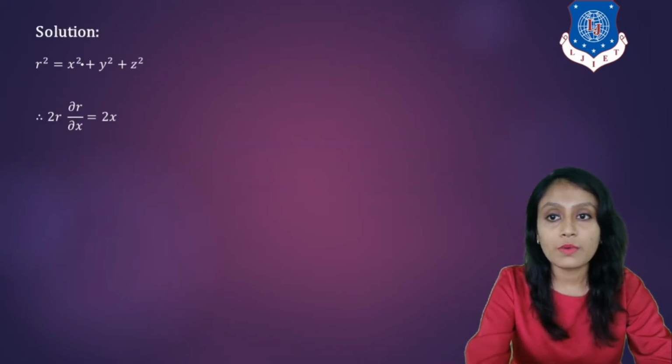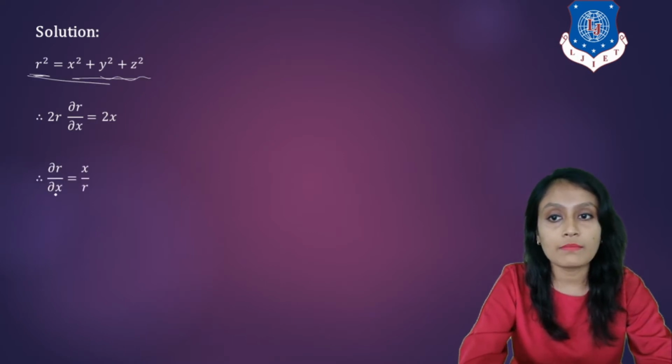Here, r square is equal to x square plus y square plus z square is given. So we have to differentiate this with respect to x. From here r square we will get 2r into del r by del x. Here we are differentiating with respect to x, keeping y and z constant. So from this side you will get 2x and the derivative of the other two terms will be 0. So del r by del x is equal to x upon r. This 2 will get cancelled.